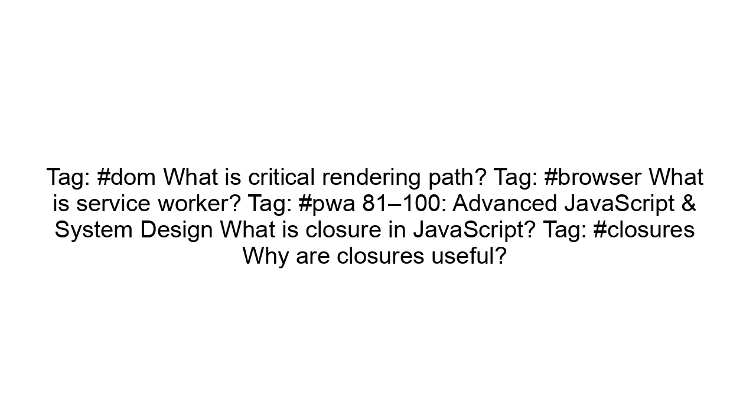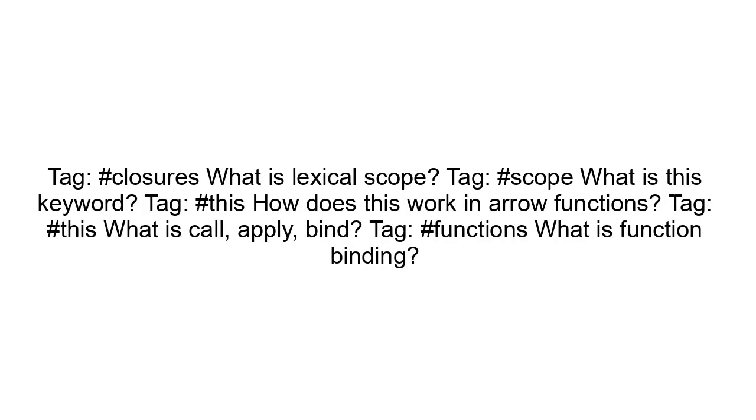81 to 100. Advanced JavaScript and system design. What is closure in JavaScript? Tag: closures. Why are closures useful? Tag: closures. What is lexical scope? Tag: scope. What is the this keyword? Tag: this. How does this work in arrow functions? Tag: this. What are call, apply, and bind? Tag: functions. What is function binding? Tag: functions.